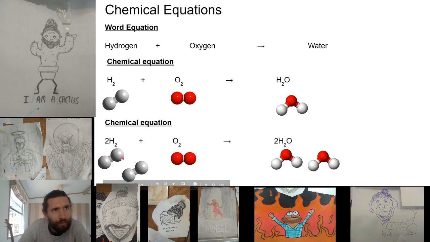So here I've got 1, 2, 3, 4 hydrogens on the left side of the arrow, and on the right I've got 1, 2, 3, 4 again. Cool. On the left side I've got two oxygens, on the right side I've got two oxygens. So this equation is now balanced.